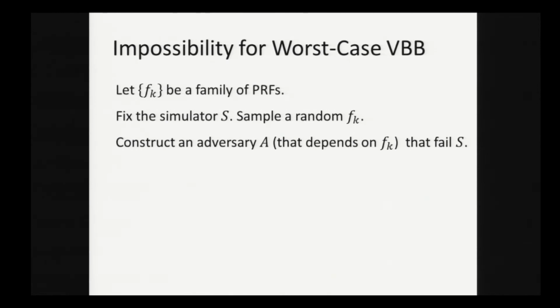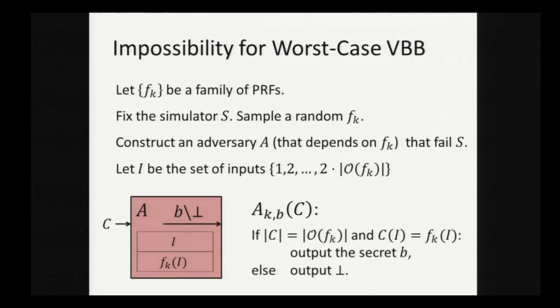Since our adversary will only work for a single function in the family, we only get an impossibility for worst-case VBB. We also consider an arbitrary set of inputs, I, that is much larger than the size of the obfuscated program. For example, the inputs 1, 2, 3 until twice the size of the obfuscated program. Now our adversary will have hard-coded to it a bit b, and also the truth table of the function f_k on inputs from the set I.